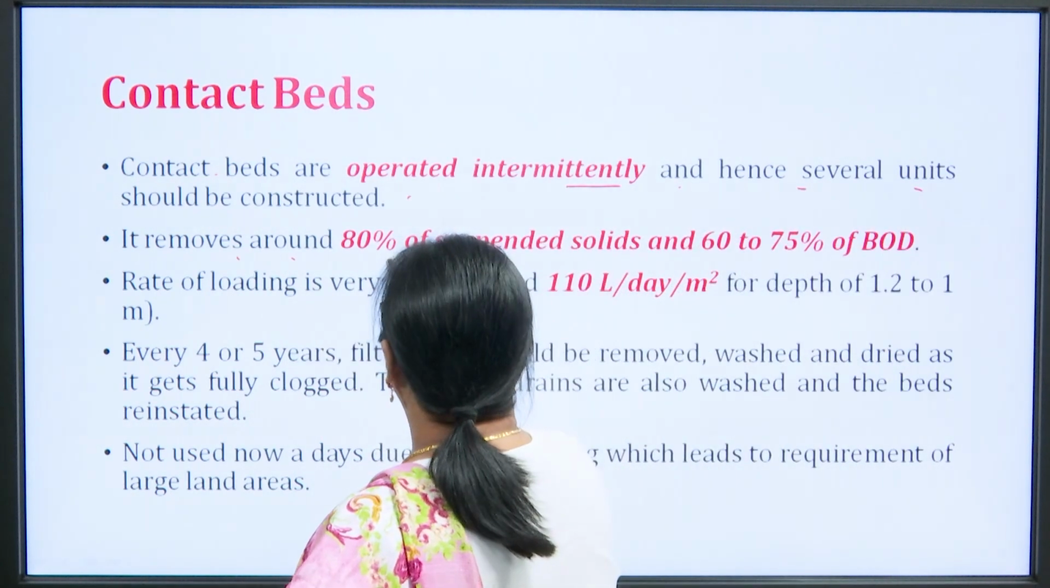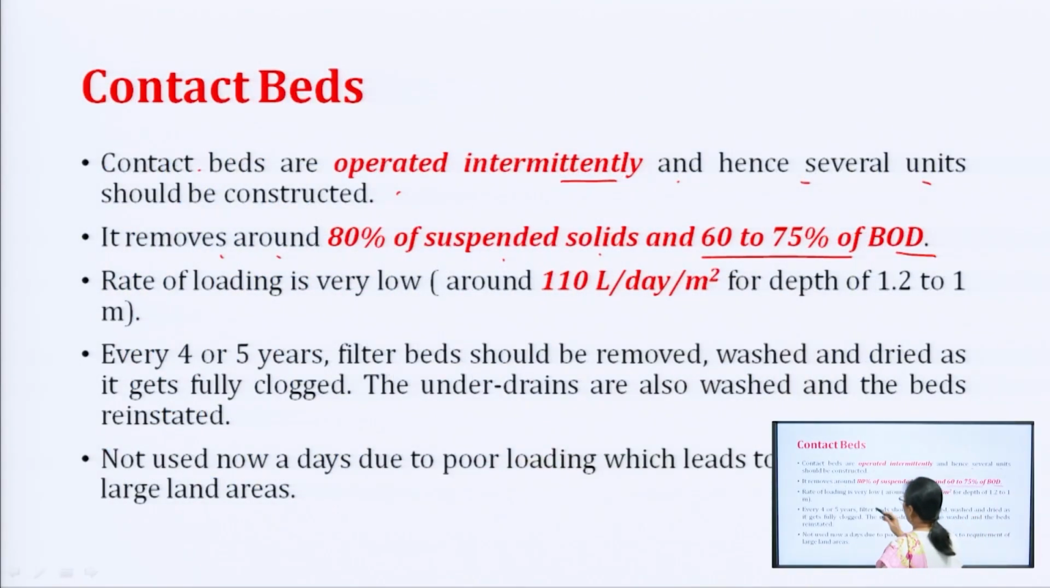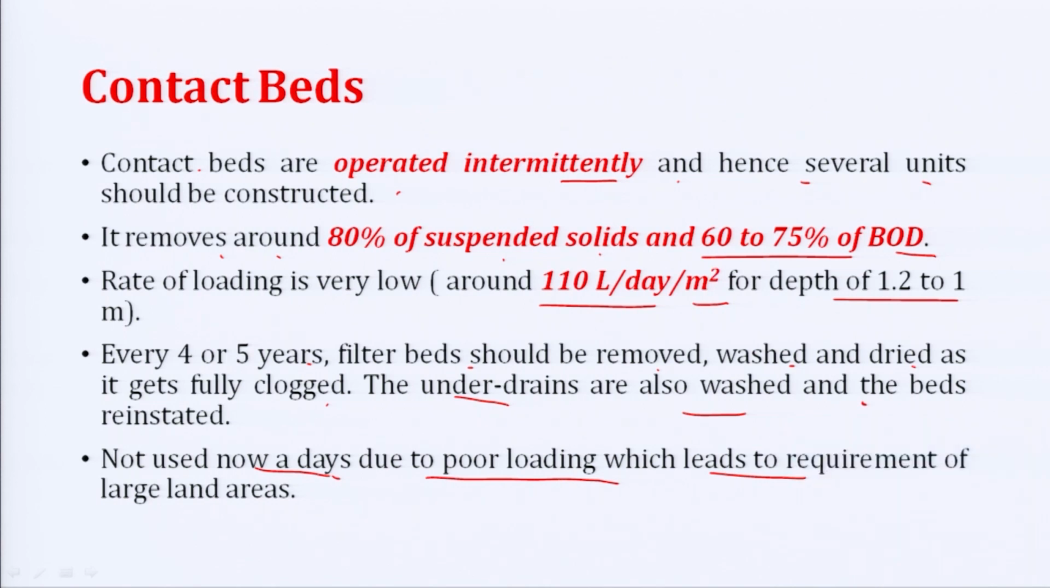It removes around 80% of the suspended solids and 60 to 75% of BOD. Rate of loading is very low, around 110 liter per meter square per day for a depth of 1.2 to 2 meter. Every 4 to 5 years, the filter bed should be removed, washed and dried as it gets fully clogged. The under drains are also washed and the beds reinstated. They are not used nowadays due to poor loading, which leads to requirement of large areas, right.